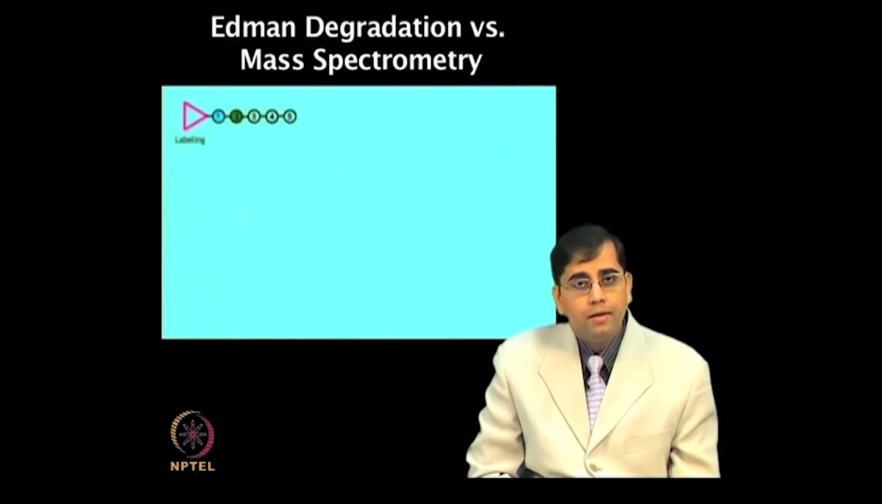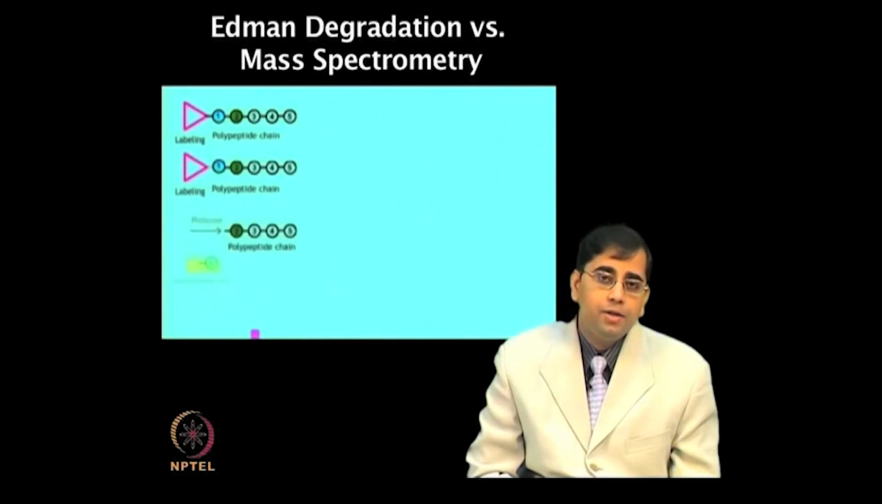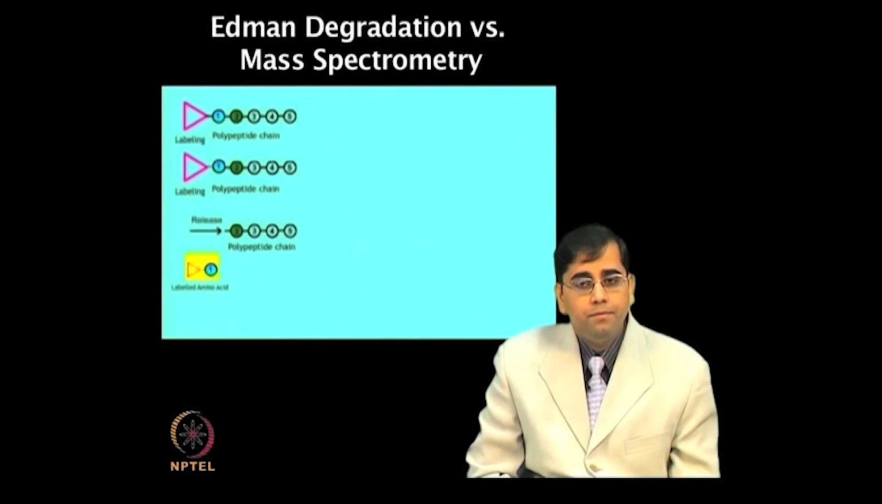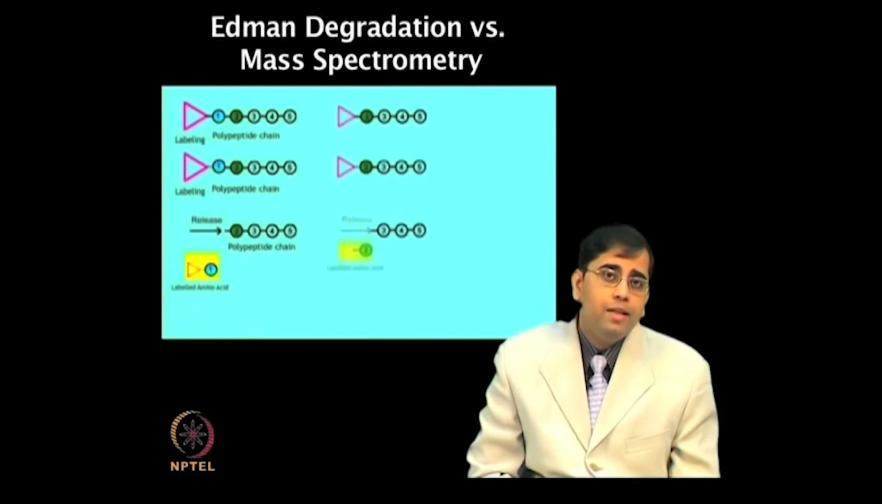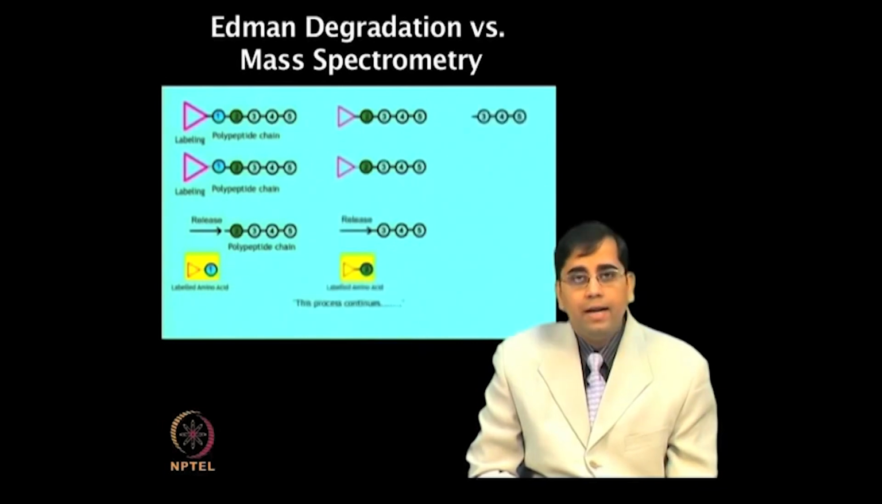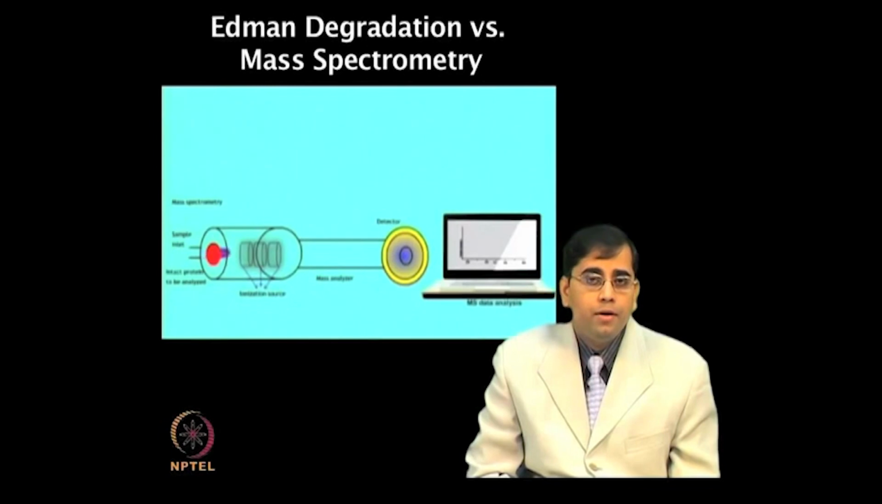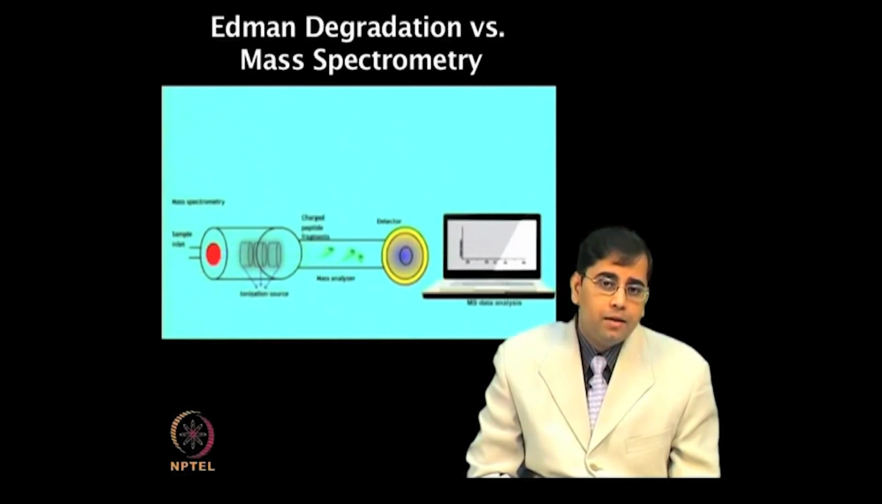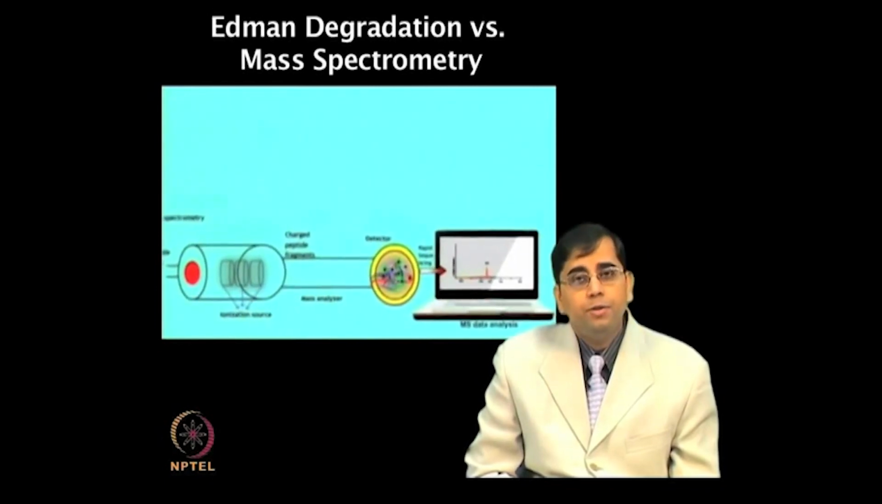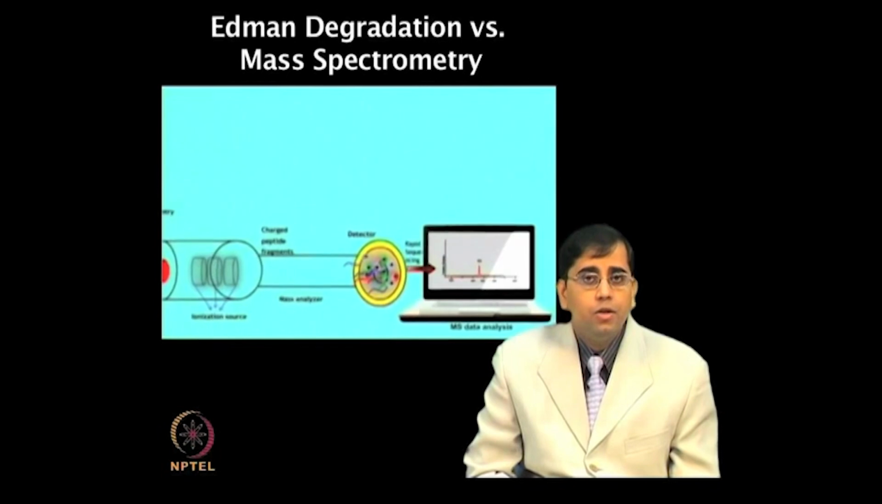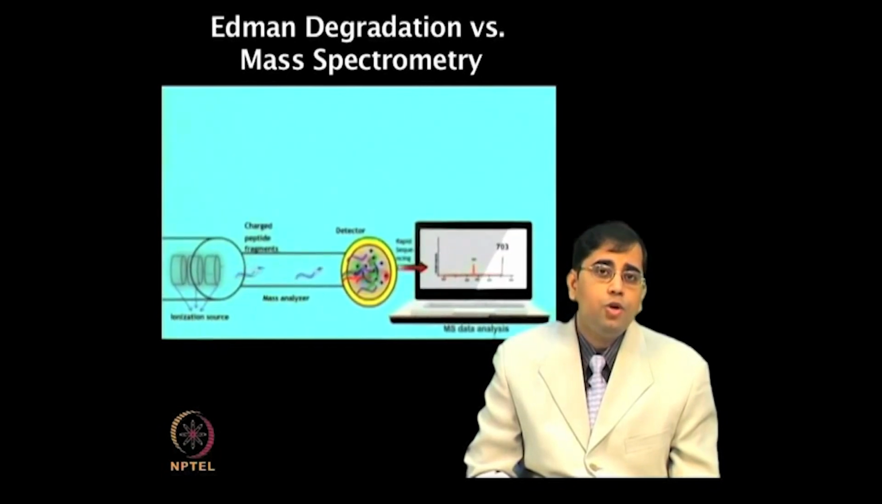Protein sequencing by Edman degradation is time consuming and cumbersome. Several rounds of sequencing are required for analysis of polypeptide chains. However, peptide sequencing by mass spectrometry is much faster and allows a large number of samples to be analyzed in a short time.